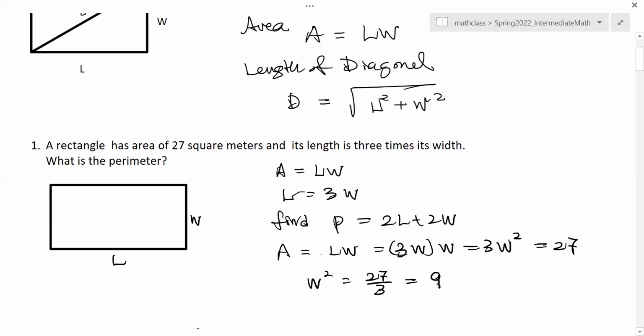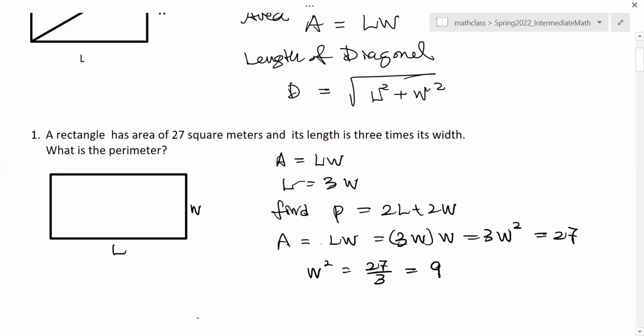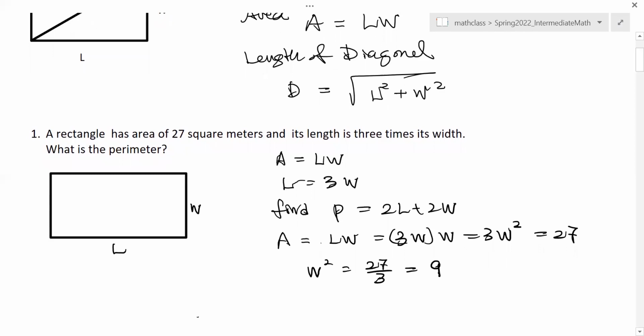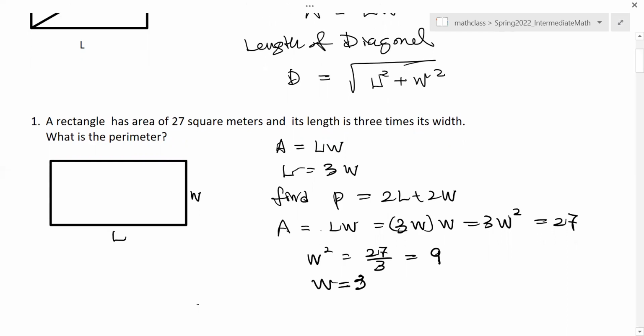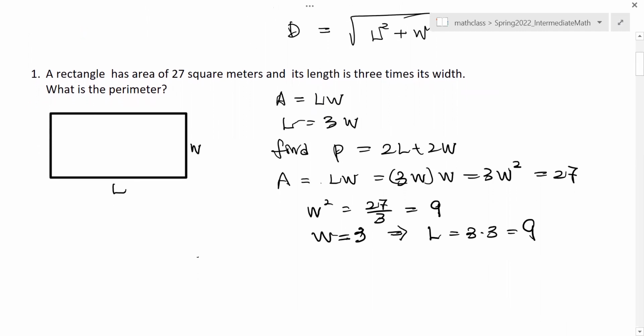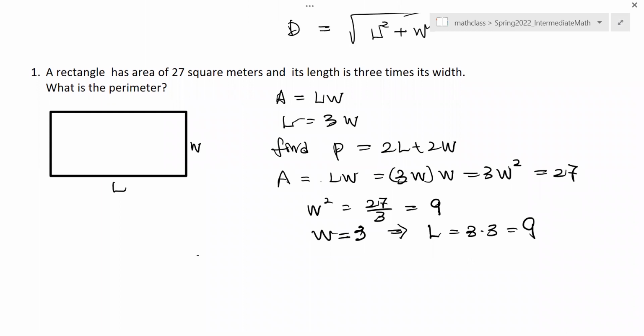Now some number squared is 9. You know what that is, right? Because 3 times 3 is 9. So W is going to be 3. Now W is 3, and that also implies, because the length is 3 times W, that the length is 3 times 3, which is 9. So once you get the width and the length, you can get the perimeter.